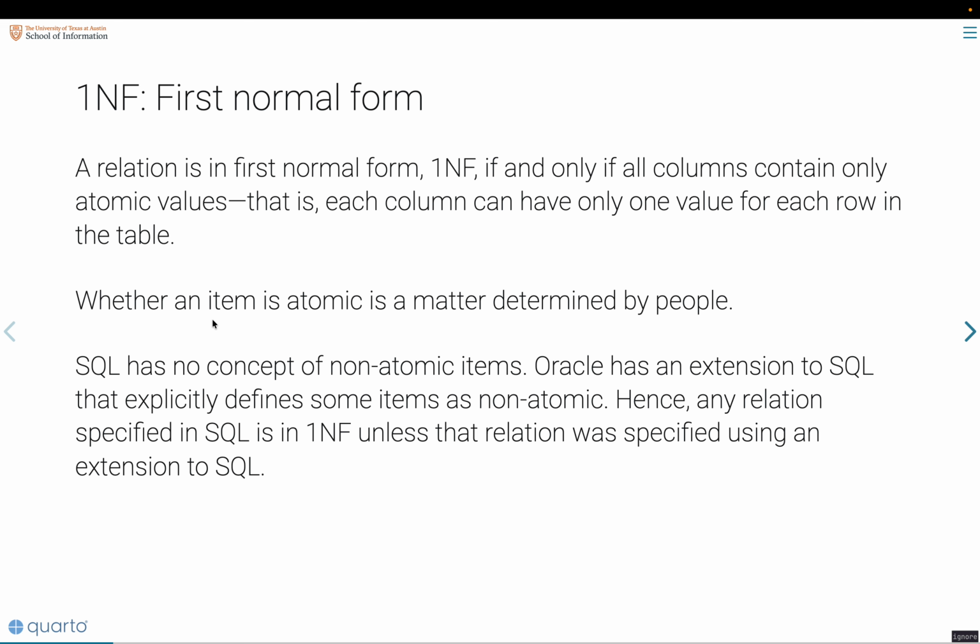For example, I talked about a Chen notation diagram that had phone number as a multi-valued attribute. A person could have more than one phone number. That would be a problem to represent because two phone numbers would be non-atomic. If you had the two phone numbers in one cell, each phone number by itself would be atomic, but the two together wouldn't be atomic.